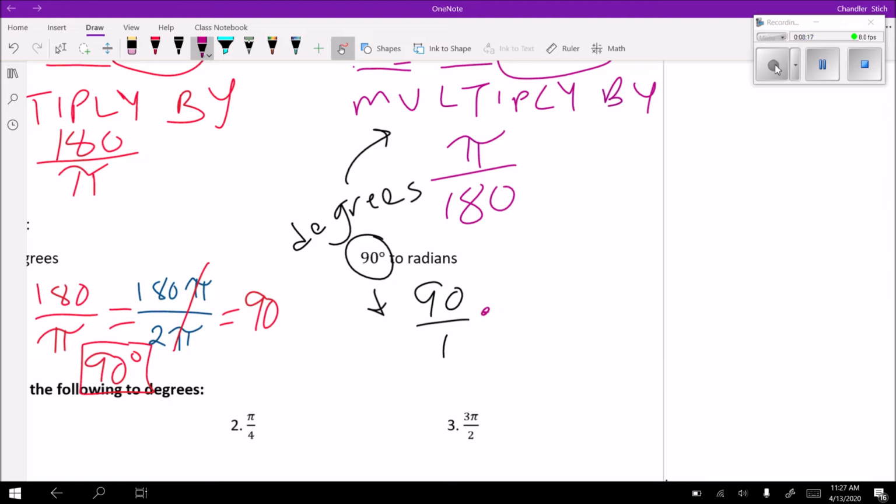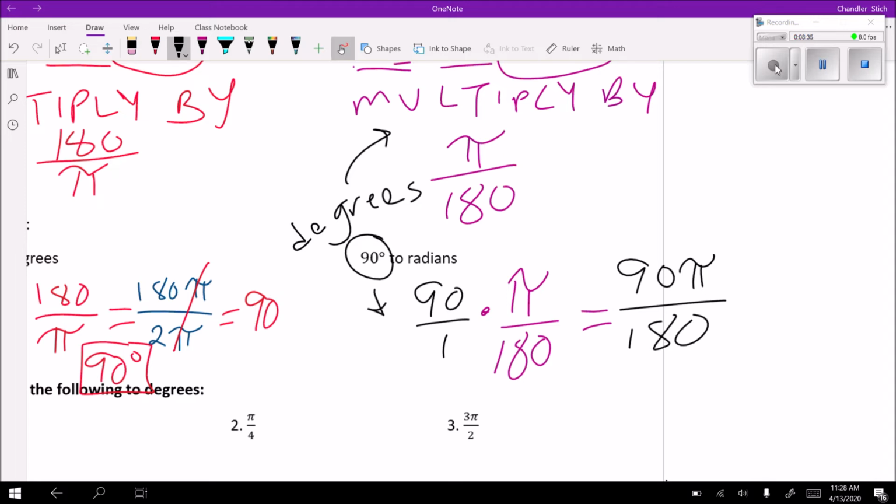Okay, now I'm going to multiply by pi over 180. What do I get? Well, 90 times pi is 90 pi over 1 times 180, which is 180. 90 pi divided by 180. Well, what's 90 divided by 180? That's 1/2, or pi over 2 if I simplify. Okay, and this is my answer, pi over 2.